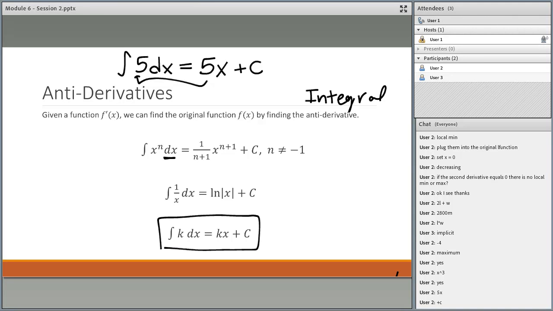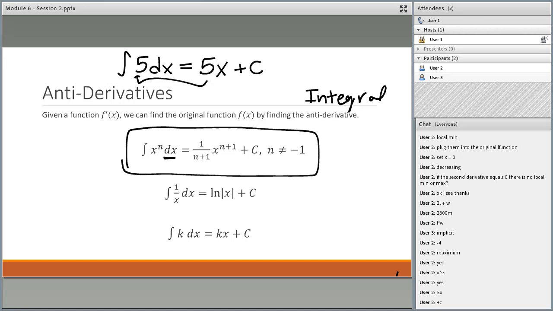So that is this rule right here. If I integrate k, so some constant k, and we just use a different letter because we already have c in other places. So if I integrate a constant, I'm going to get back to k times x, or k times whatever variable we're working with, plus a constant. Because to take the derivative of the right side, the derivative of kx would just be k, and the constant goes to 0.